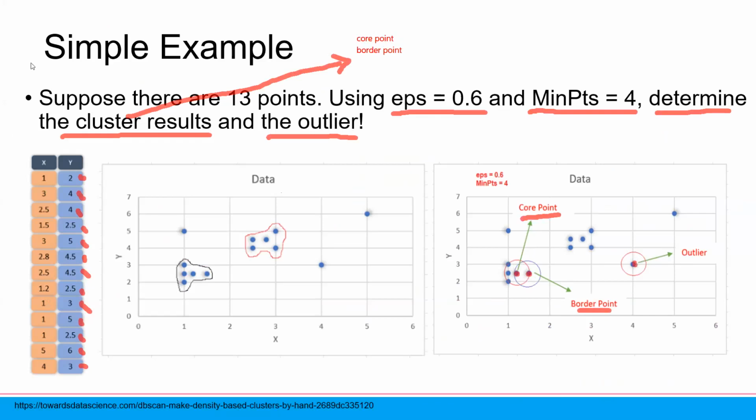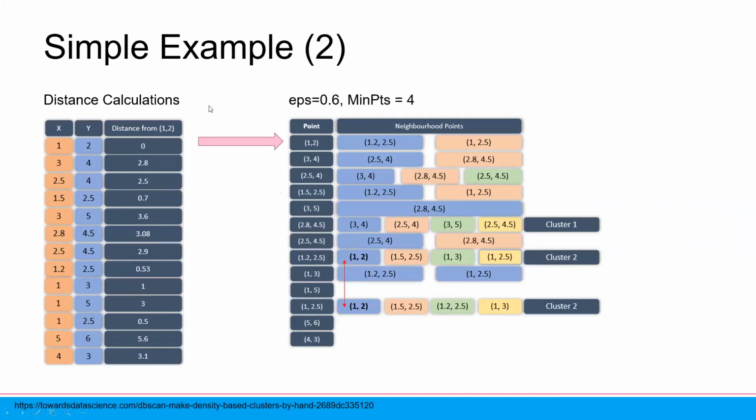So let's check how we can get this. First, you need to calculate the distance. I think you know how to calculate the distance. Here we have x equals 1, y equals 2. Now let's start from the first point. From the first point, the distance from one point to itself, of course, is 0. What about this?